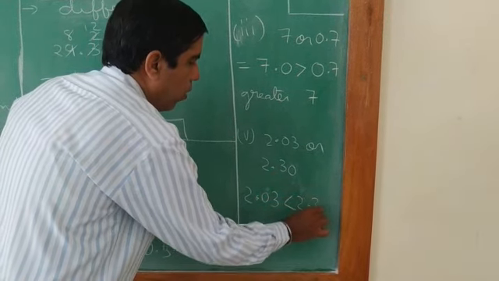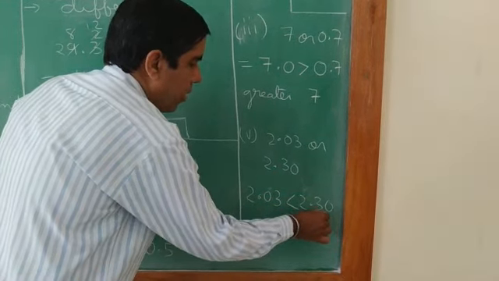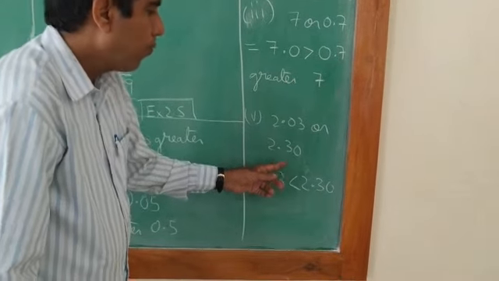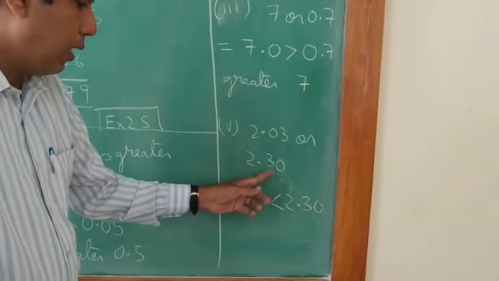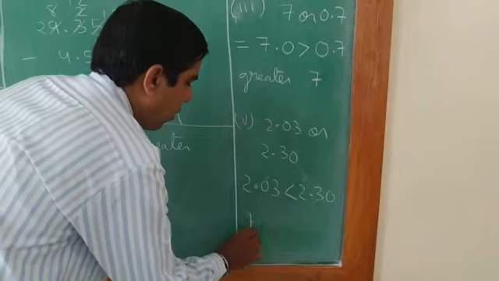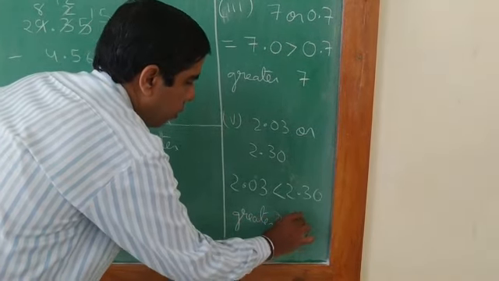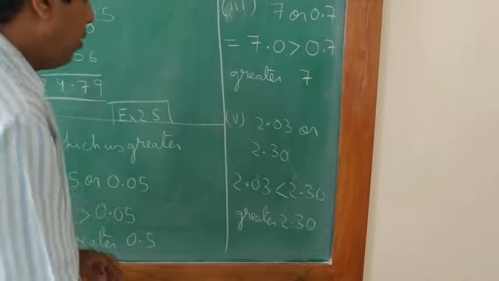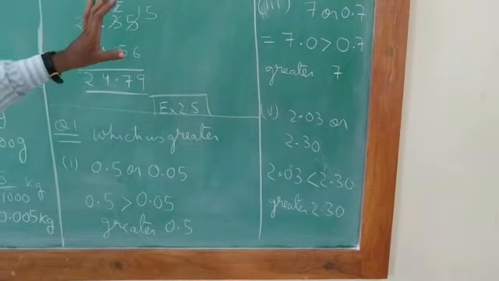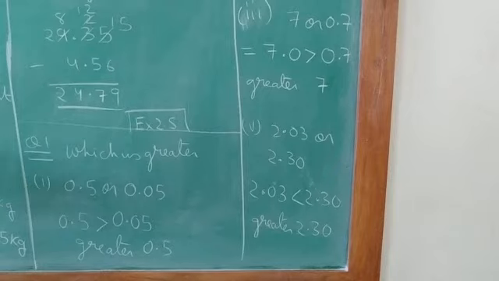2.03 and 2.30. You can see 2.30 is greater. I just discussed with you because here is 0 and here is 3. So greater is 2.30. Right here I discussed with you question number 1 of the exercise.